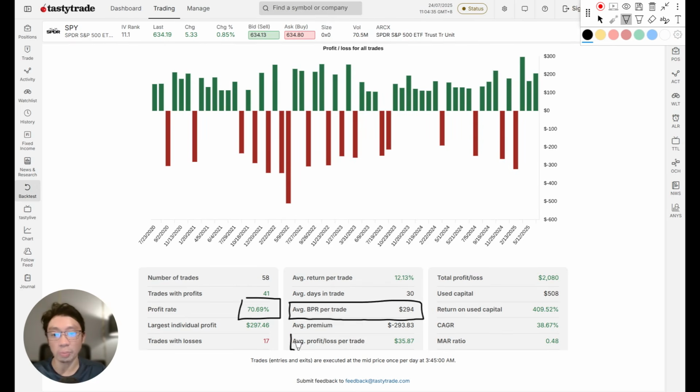And there are more details as well. You can see that the average profit loss per trade is about $36. And these are the other statistics that you can look at as well. Some people like to look at the CAGR. You can look at this as well.